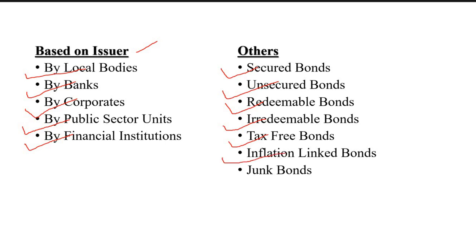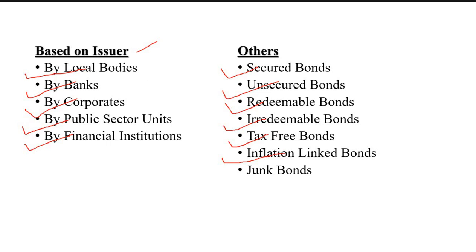Next is inflation linked bonds. So what is inflation linked bonds? In the first chapter we studied how inflation affects the bonds, correct? So to avoid such negative circumstances or losses which occur through inflation, and to protect the investor, such kind of inflation linked bonds are issued, and they pay the interest as per that.